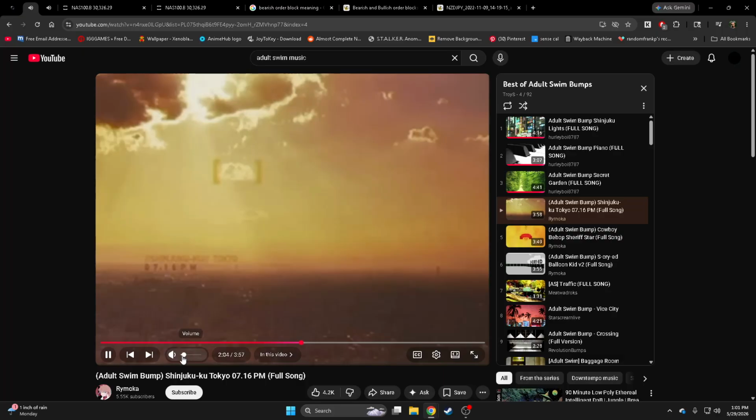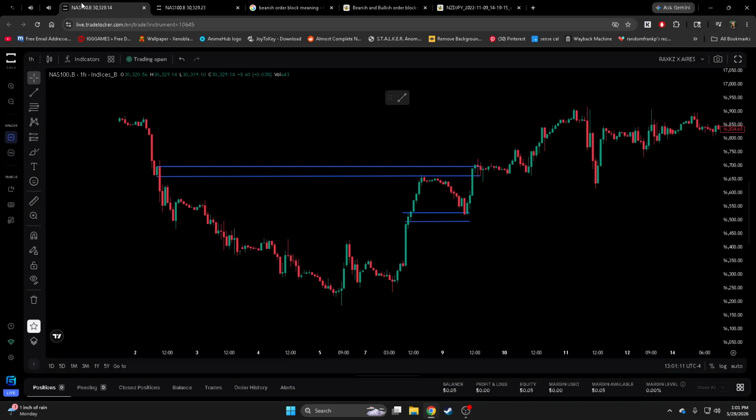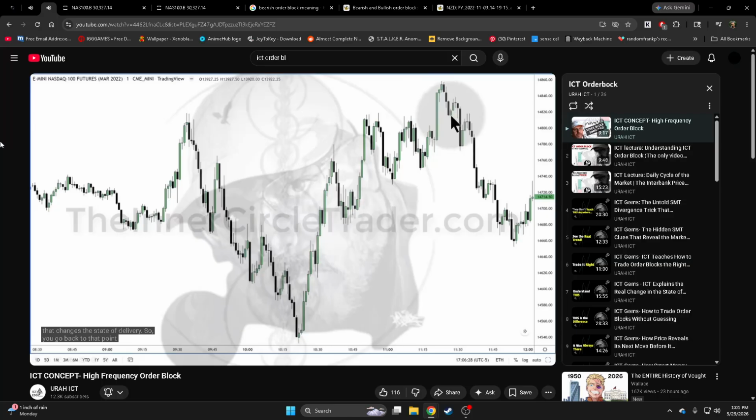That opening, once this candle trades below it, that changes the state of delivery. So you go back to that point of reference right there. And that's why it's sensitive. The algorithm remembers that right there. Okay, that's all I'm going to give you on the free mentorship level. But that is your answer. Okay, that is what an order block is. It is a change in the state of delivery.